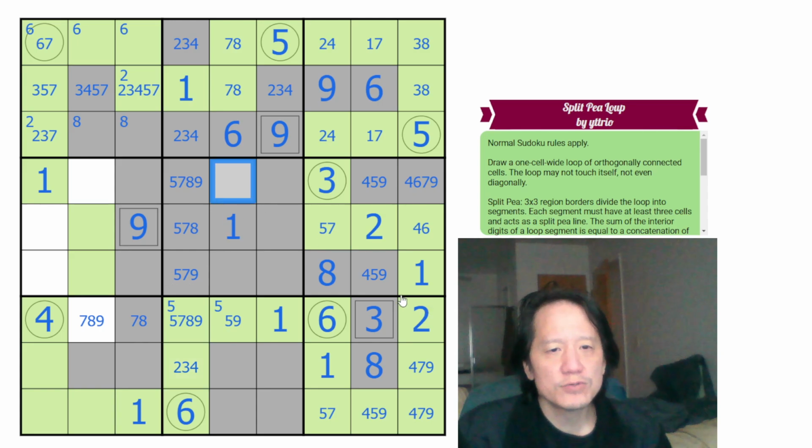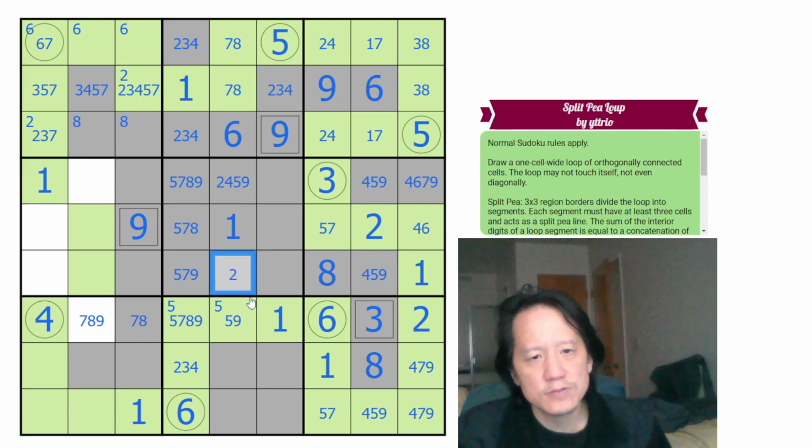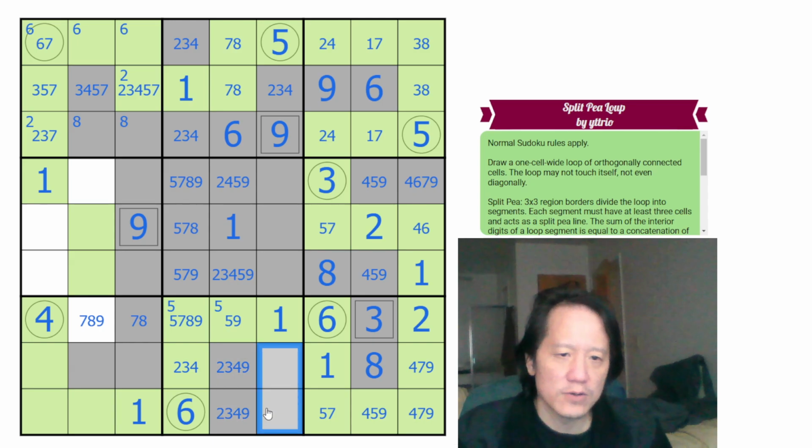This is 2, 3, 4, 5, 9. It cannot be 3, though. This is 2, 3, 4, 5, 9. These are 2, 3, 4, 5, 9. And the 5 cannot be here. So the 5 is either here or one of those two.